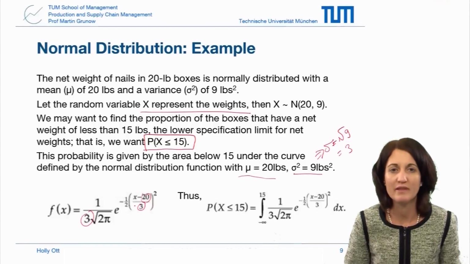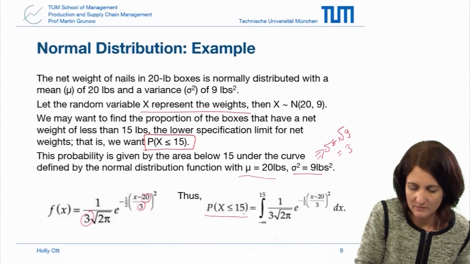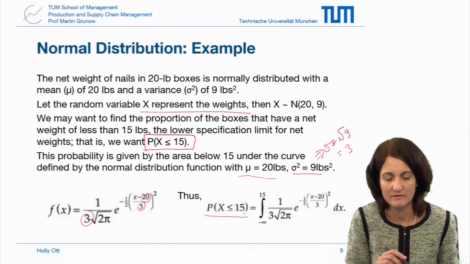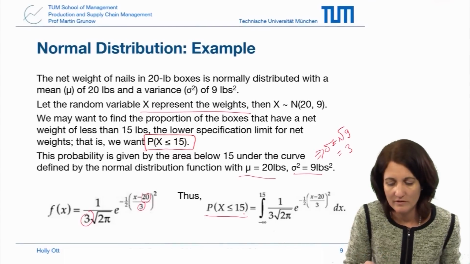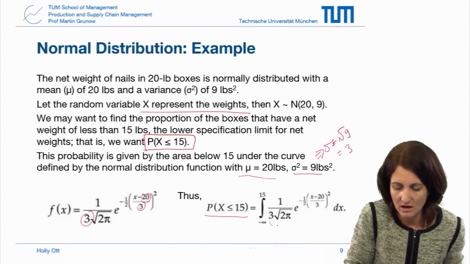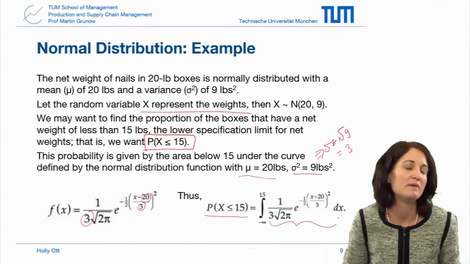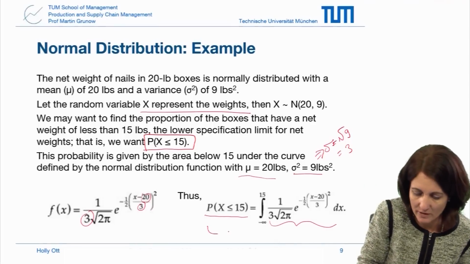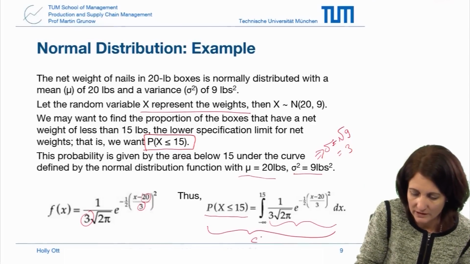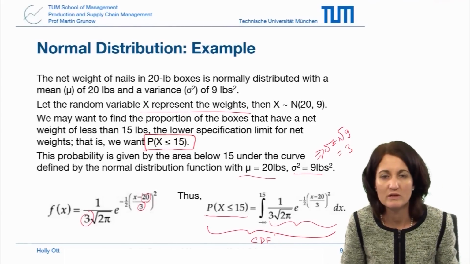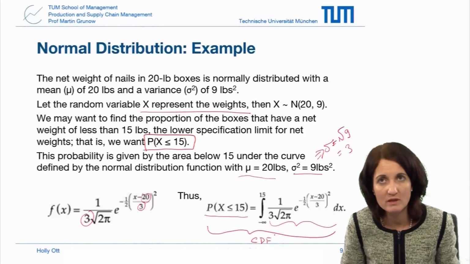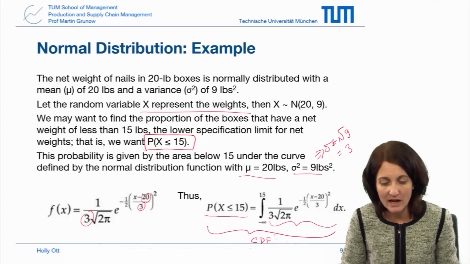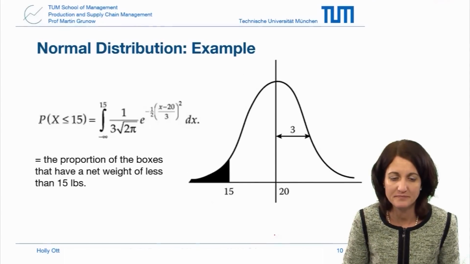So thus we have the probability x is less than or equal to 15 pounds, the weight of our boxes, is the integral from -infinity to 15 of our probability distribution function. And this, if you remember, we called the cumulative distribution function, or the CDF. So thus we can use our normal distribution function to calculate information like this.